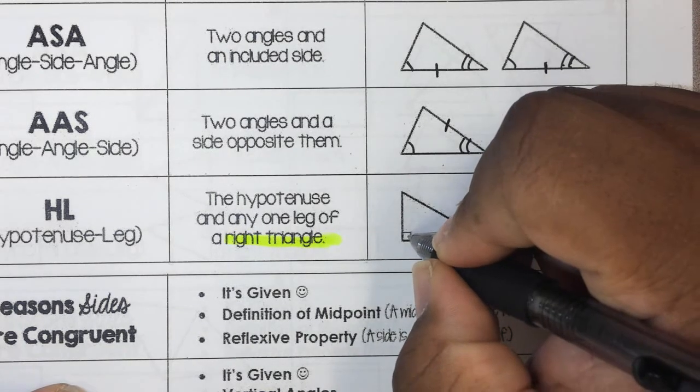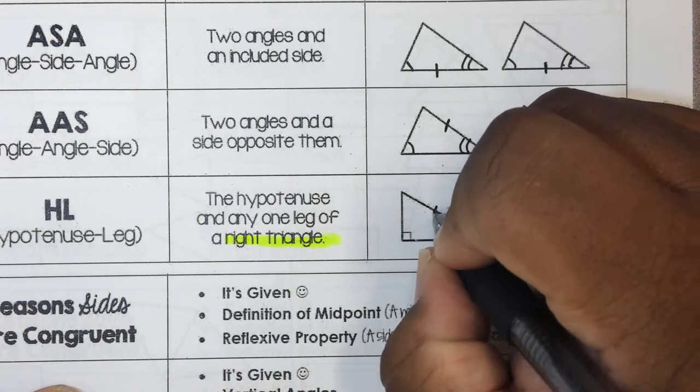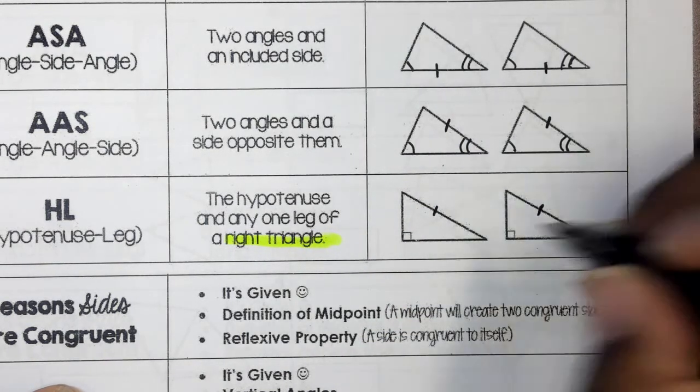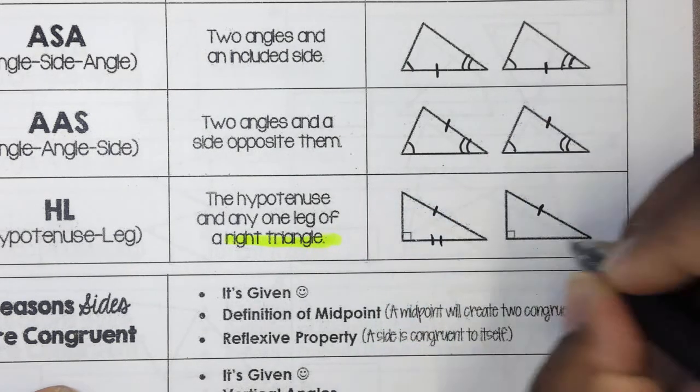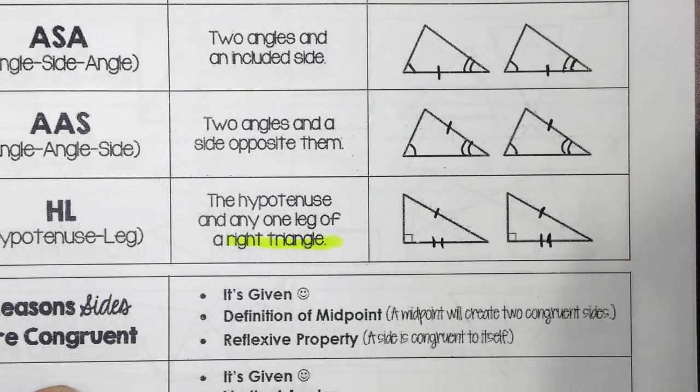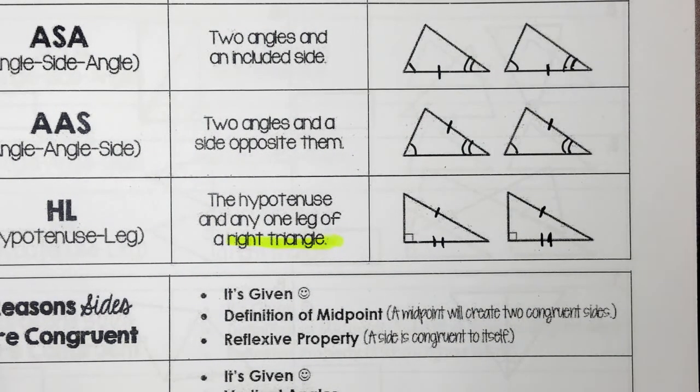So you have a right triangle, the hypotenuse has to be marked congruent to each other, and then any of the other 2 legs have to be marked. So I can mark this one and this one, but this is only for right triangles. You can't do a hypotenuse leg if you don't have a right triangle. So don't ever consider that unless you got a right angle in your triangle. And that's not necessarily saying that it's going to be a hypotenuse leg either. If the hypotenuse and one of the other legs are not marked, you can't prove HL. Alright, so those are the 5 ways to prove congruency.